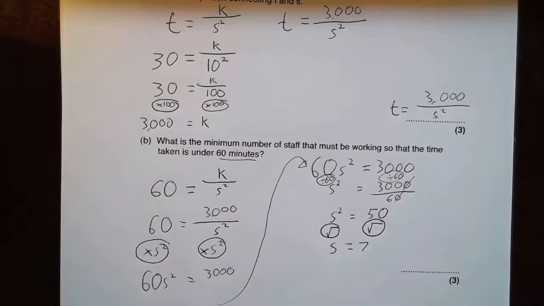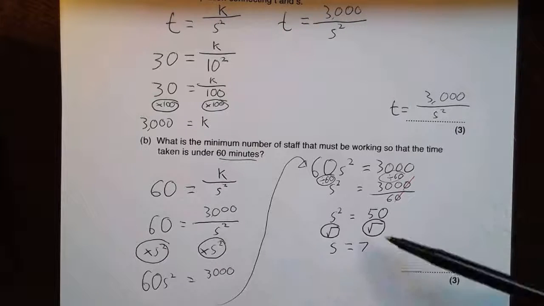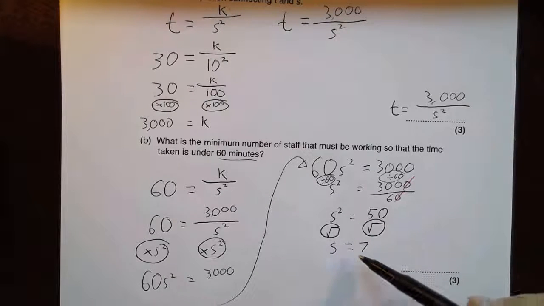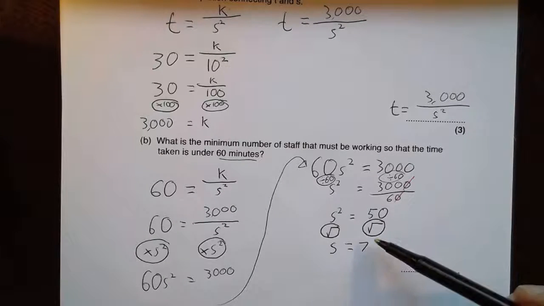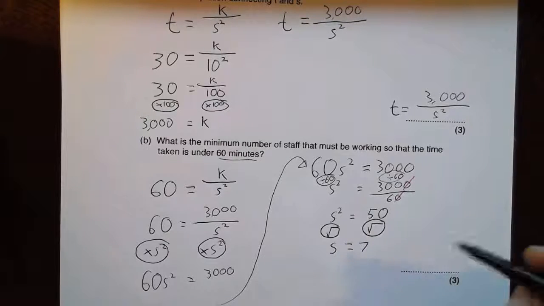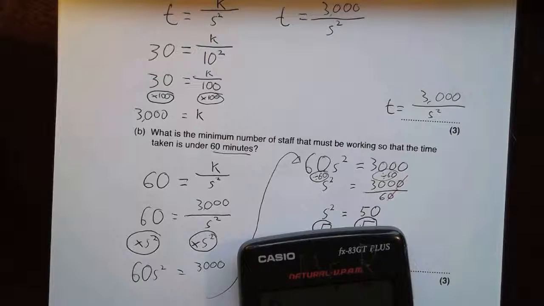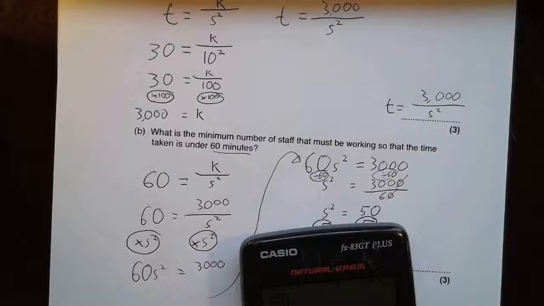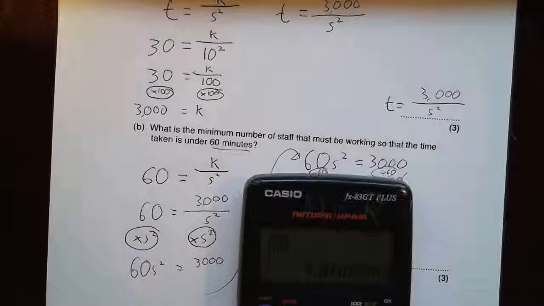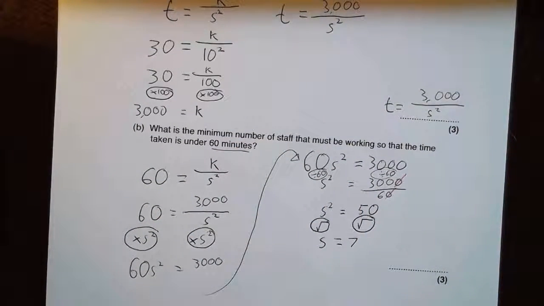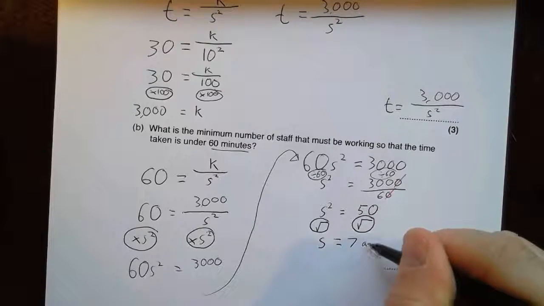If this was calculator, I would expect that they would ask you to write it to a certain number of decimal places, or just to leave it in surd form as the square root of 50. Non-calculator, I'm looking at that and it's just 7 and a bit. Just to demonstrate, square root of 50 is 7.07106 and so on and so forth. So it's 7 and a bit.